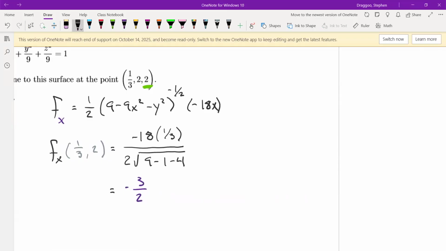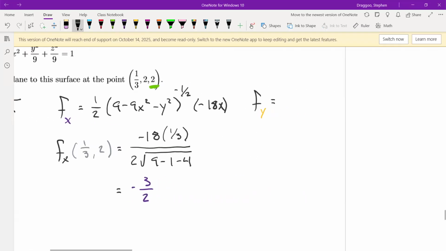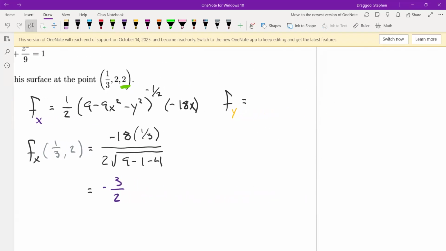If I repeat that process for the y partial, I can see I'm already out of space. That's not great. I'll fix it later. Fix it in post. Same thing roughly: 1/2 times 9 minus 9x squared minus y squared to the negative 1/2. And then the chain rule this time says I should multiply by negative 2y.